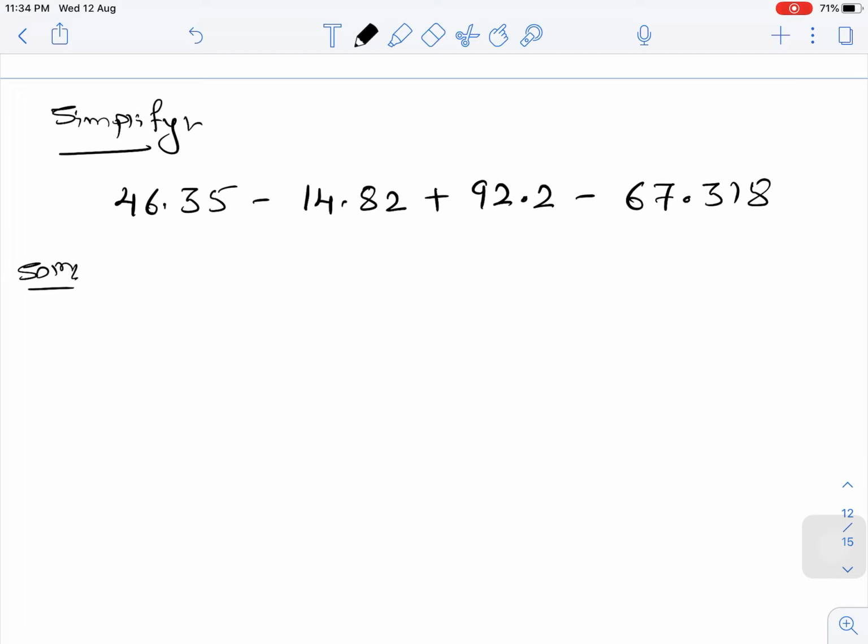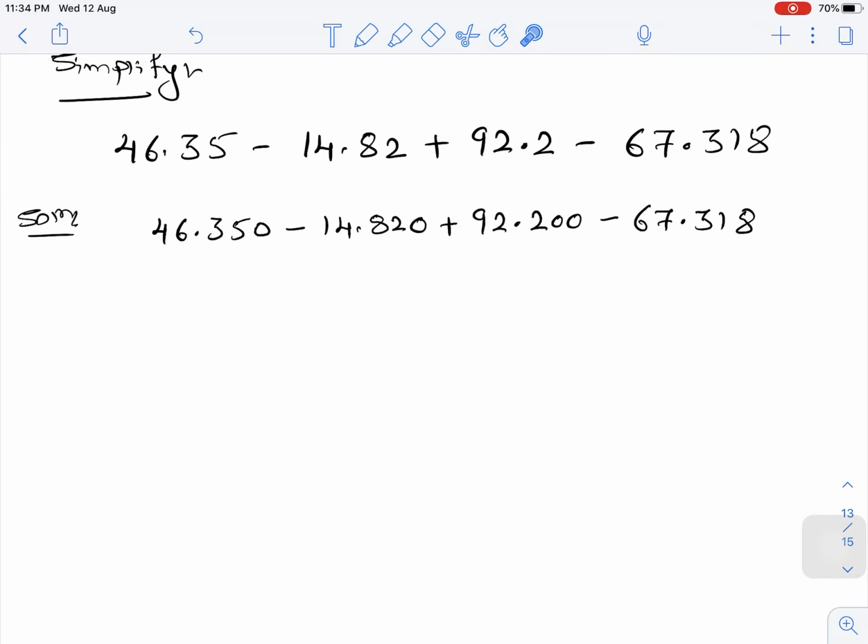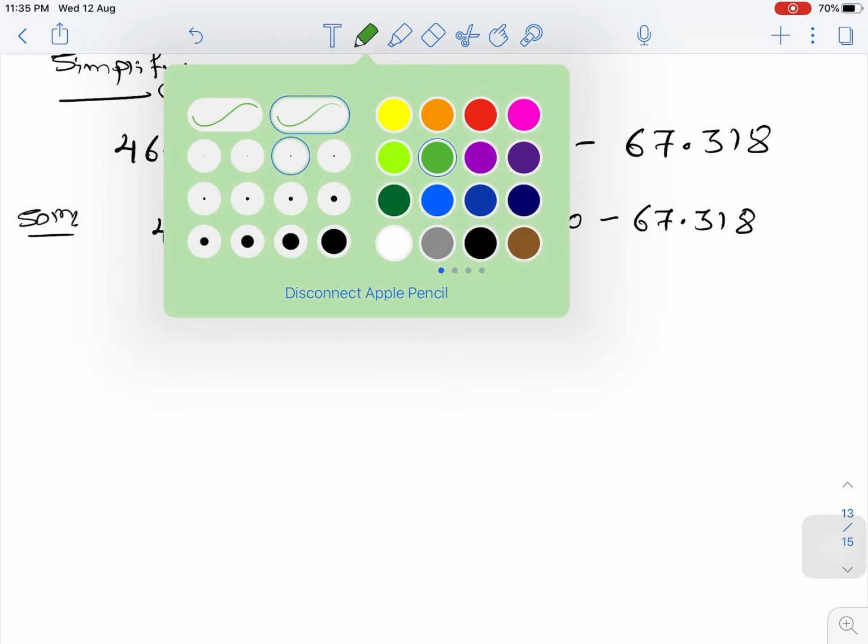So solution equals, now our first number will be 46.350. Now it is also having 3 decimals. Next number will be 14.820 plus 92.200 minus 67.318. Now if you look at all the numbers, after the decimal 3 digits are there, means they all are like decimals, okay.